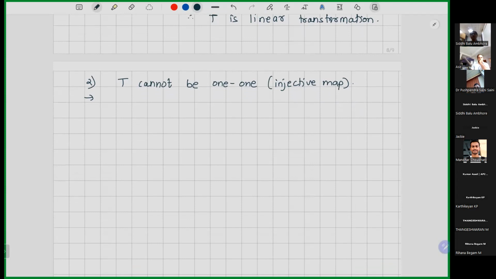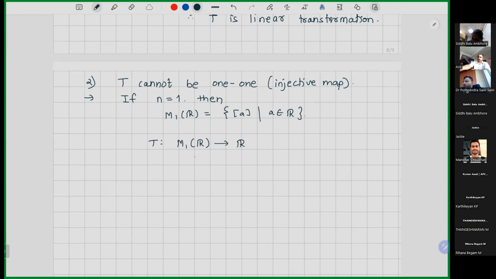It doesn't work that way, right? Because the trace may be the same, but the matrices may not be the same. But if I take n to be 1, then M_1(R) is just the set of real numbers, and my T from M_1(R) to R will be injective. Yes, it will be just this map, and this is injective, bijective, and everything.